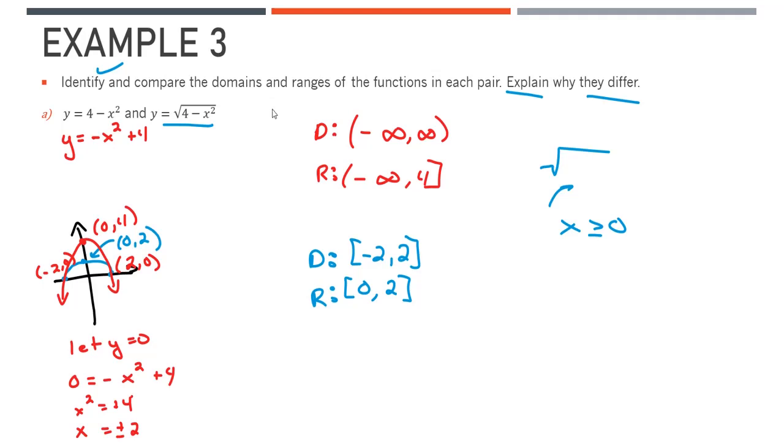Now we need to make sure we don't forget to actually find a similarity between these. It's a little bit tough, but I would say the best one I can see is that from negative 2 to 2 is an acceptable domain for both equations.